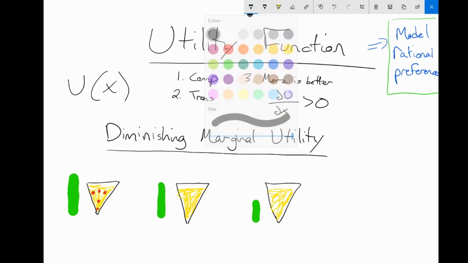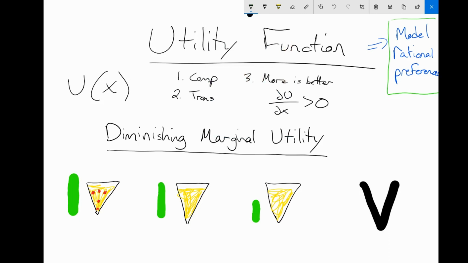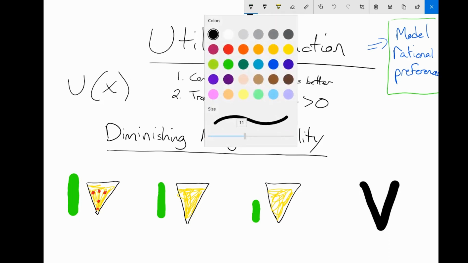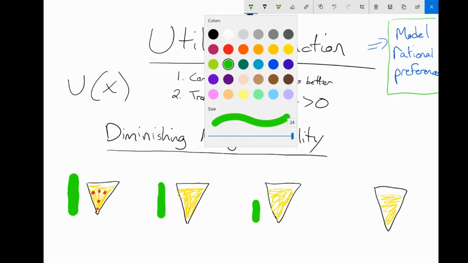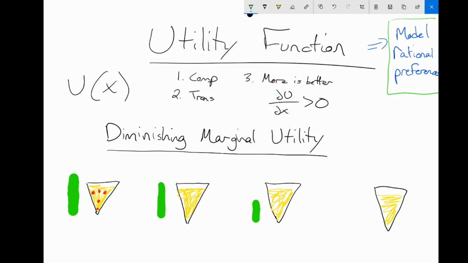Now let's give you a fourth slice of pizza. How much do we think you're going to value this fourth slice of pizza? Well, at this point, you don't really value it very much at all, because you're pretty full. And so we have very high value here.